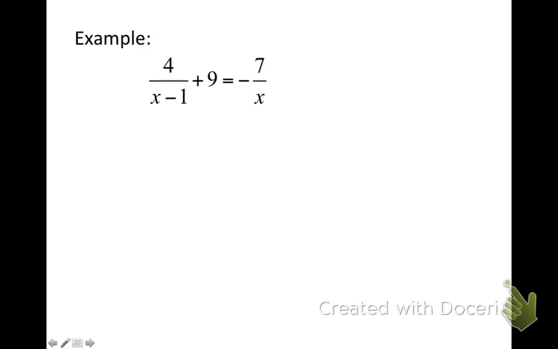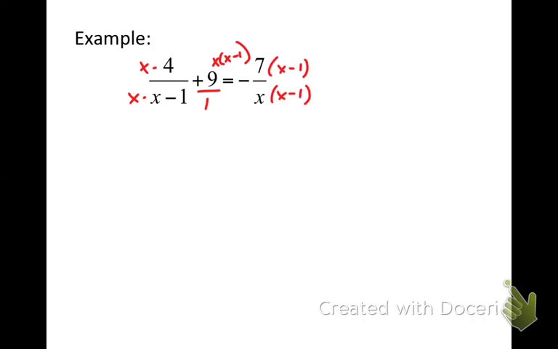We have 4 all over x minus 1 plus 9 equals negative 7 over x. All right. Well, the denominator of that 9 technically is what? 1. So now I need to get all of my denominators to be the same. So what's the first one missing? It's just missing this x. So I need to multiply by an x, multiply by an x. My 9 needs everything. So it needs an x and an x minus 1. And my 7 is going to need an x minus 1.